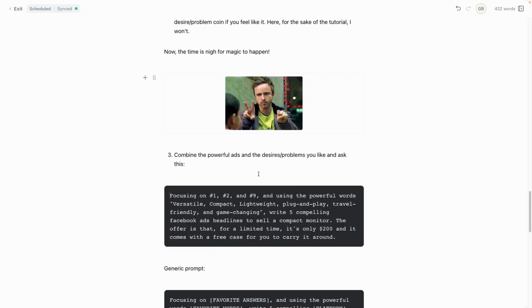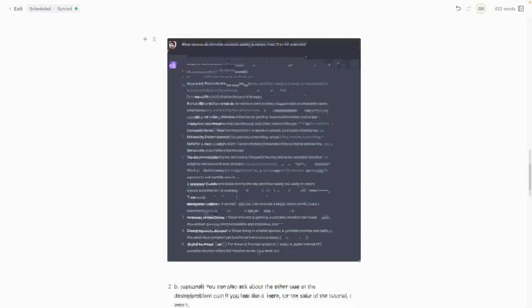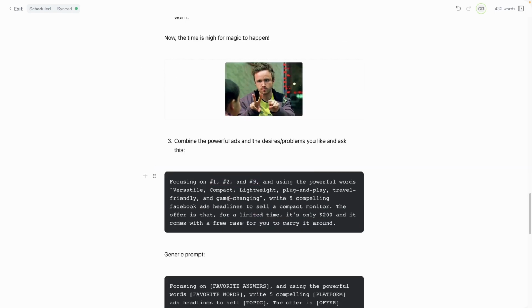So the last step, you combine this and you ask for something like this. Focusing on 1, 2, and 9, and those numbers refer back to those answers here. Those were the ones that I liked the most: increased productivity, portability and convenience, and digital nomad lifestyle. Again, you can ask for more or less. It's your ad. And using the powerful words.